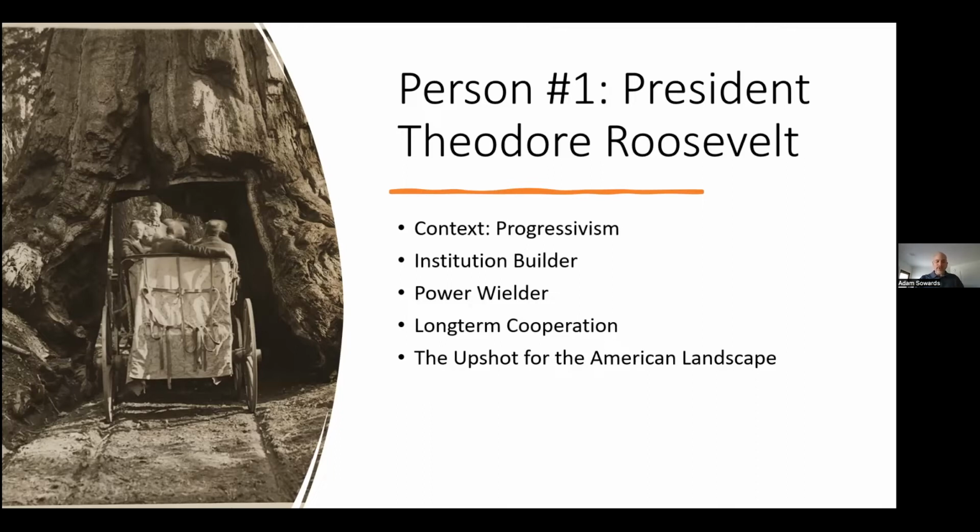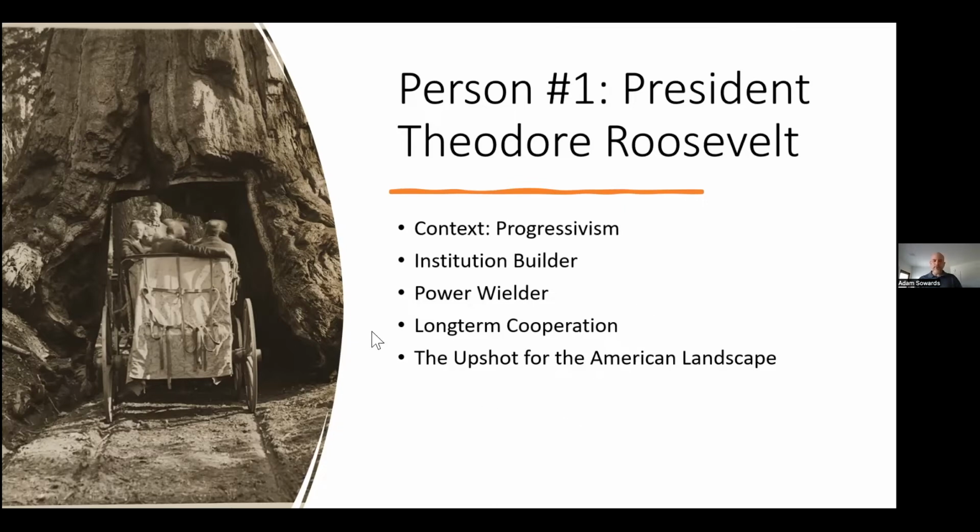And so for the upshot of the American landscape of Roosevelt, I think we can see the power of government, the creation of institutions and government bureaucracies staffed by experts with an effort to utilize resources, but also to protect them in a way so that they're available in the long term, in the long run.